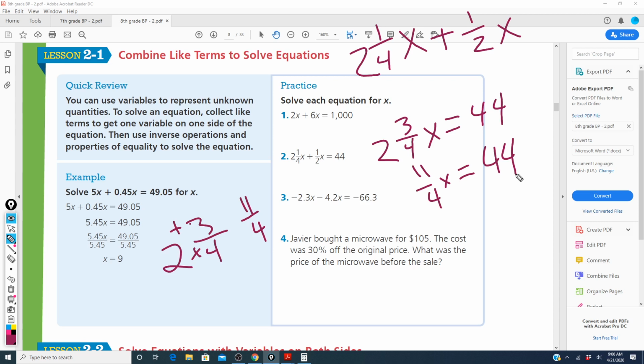And then to get rid of that fraction, if you remember, if you don't, that's okay too. We're going to multiply by what we call the reciprocal. You multiply both sides. Remember, what you do to one side, you do to the other. You multiply by the reciprocal, the 4 over 11 and the 11 over 4 will cancel out and leave us with x.